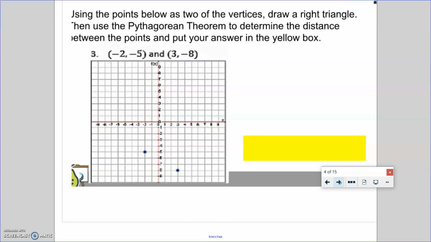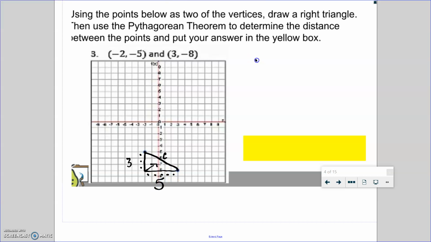Next, we have (-2, 5), (-2, -5), and (3, -8). So we're going to create our right triangle and connect the 2 points. Draw my arrows because my arrow always points to C. So now I'm going to count my units, okay? 1, 2, 3. 1, 2, 3, 4, 5.